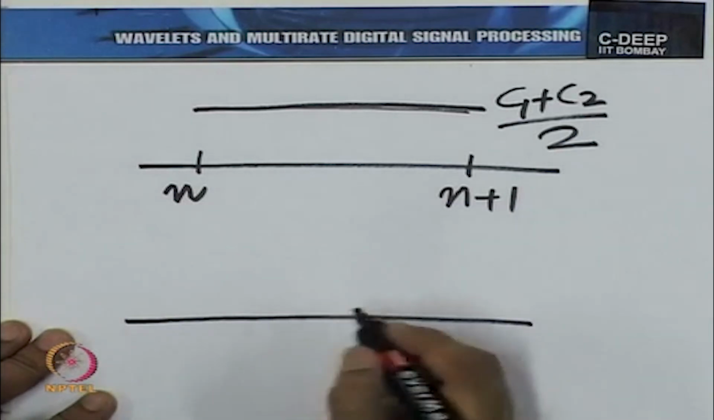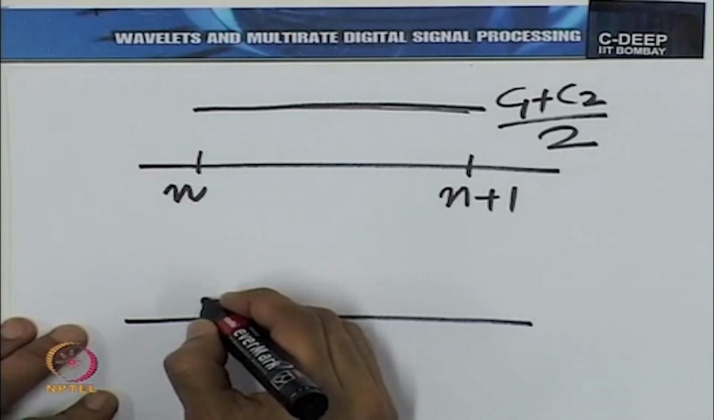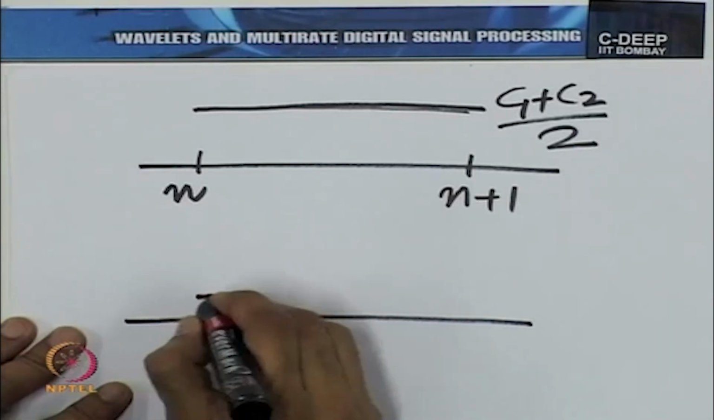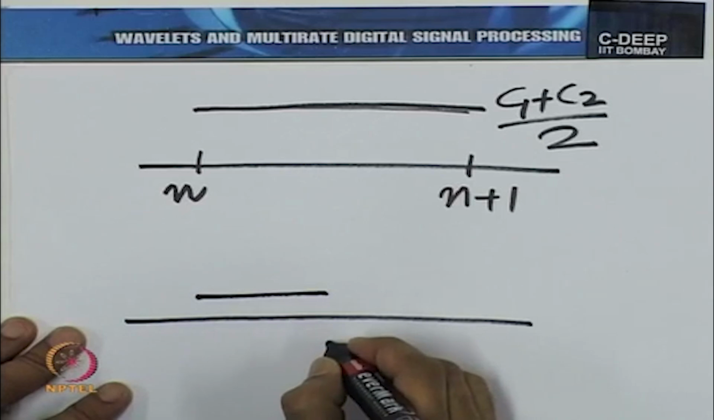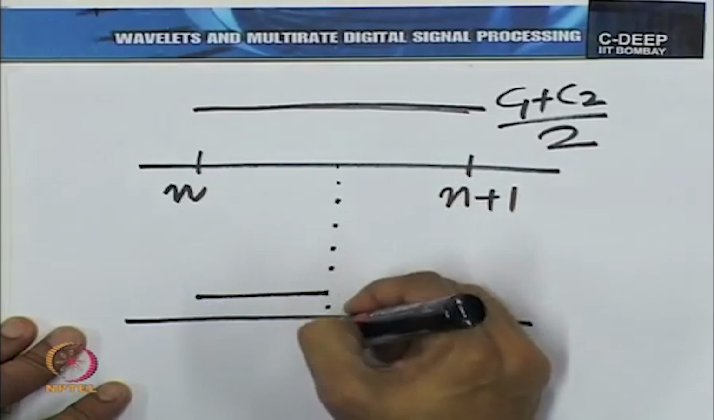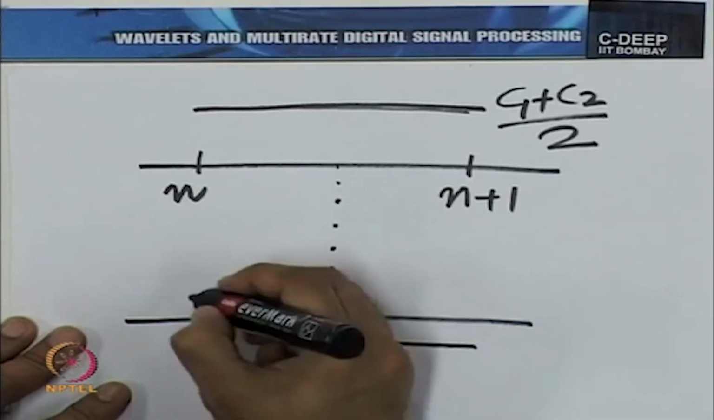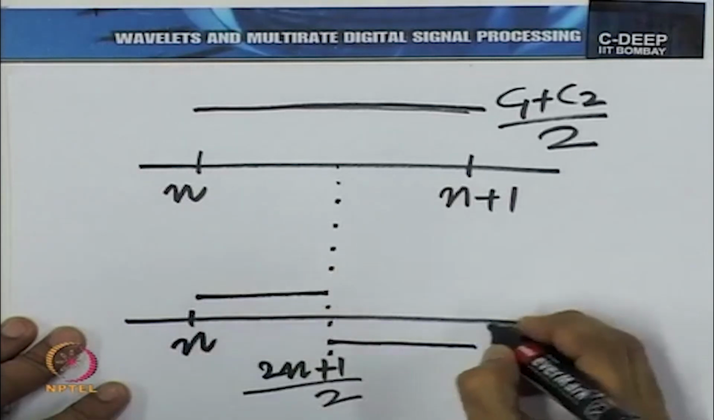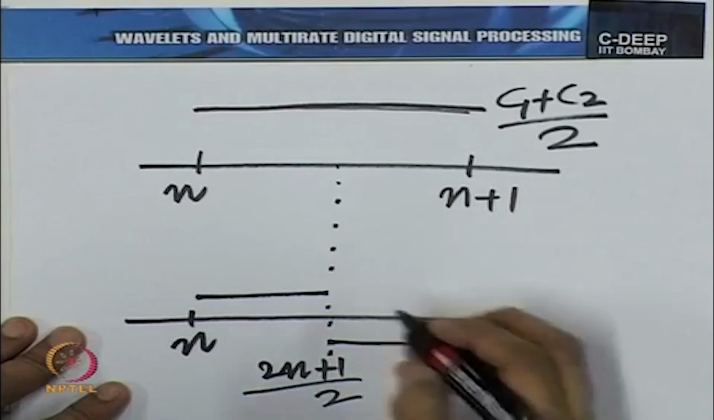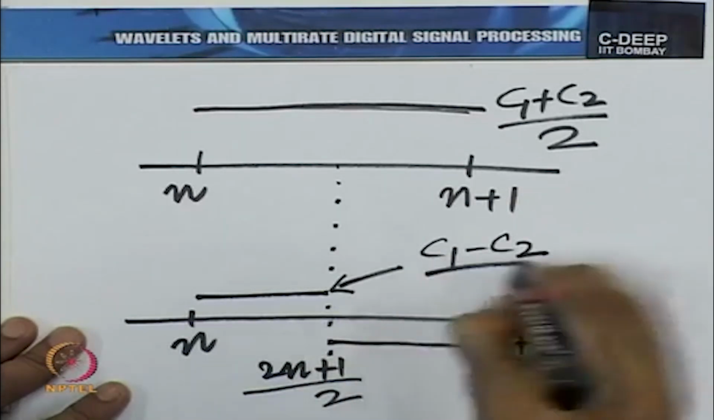plus the function c1 minus c2 over the first half interval and the negative of the same thing over the second half interval. So, if you take this point to be n plus 1/2, so to speak, the middle of the interval, then this height here is (c1 minus c2)/2.